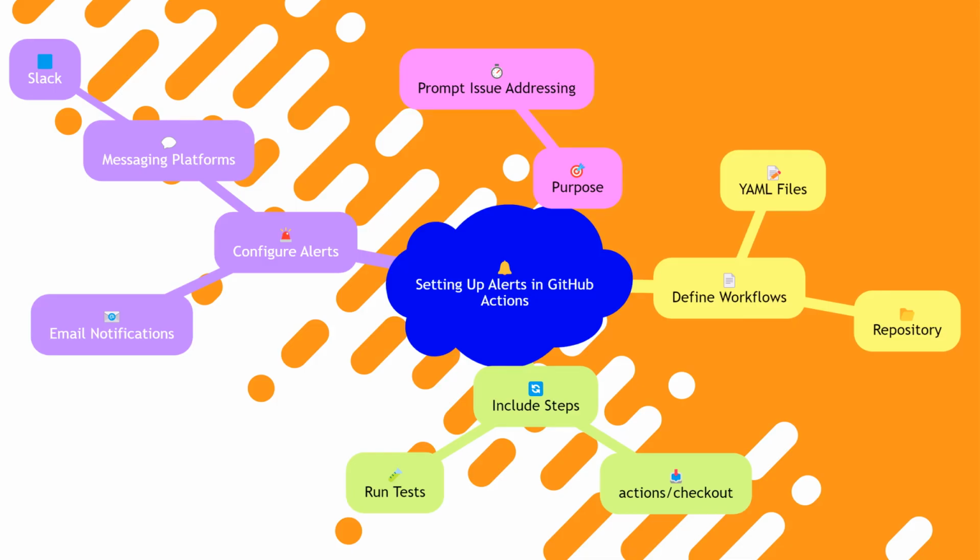To set up alerts in GitHub Actions, you need to define workflows in YAML files within your repository. These workflows can include steps to send notifications when certain events occur. For example, you can use the actions/checkout action to check out your code, followed by a step to run tests. If the tests fail, you can configure an alert to notify the team via email or a messaging platform like Slack. This ensures that any issues are promptly addressed.